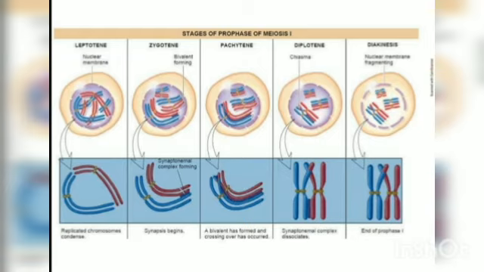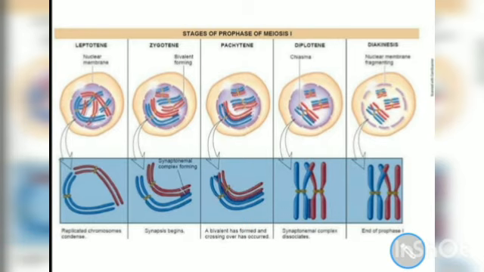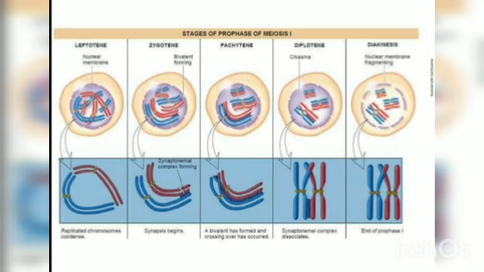Now, when a diploid mother cell divides by meiosis, it produces 4 haploid cells. That means carrying one set of chromosomes. Since the number of chromosomes is reduced from 2n to n, meiosis is described as the reduction division, whereas mitosis was called the equational division.